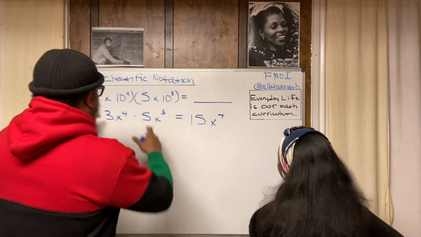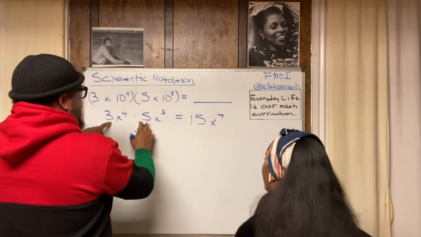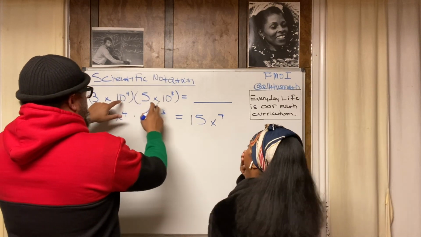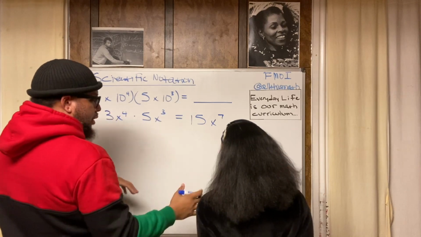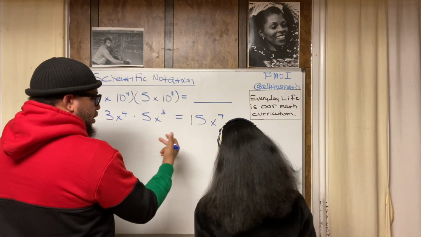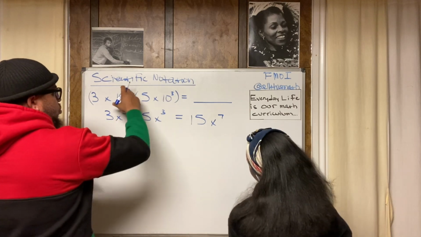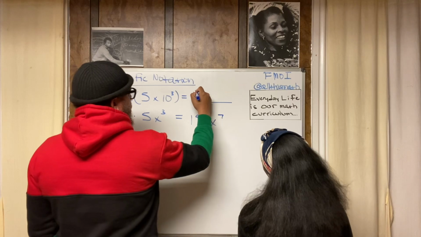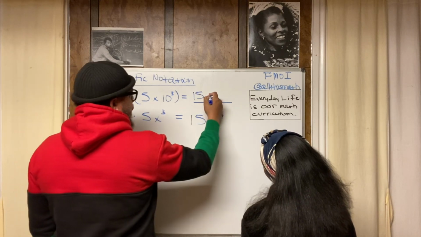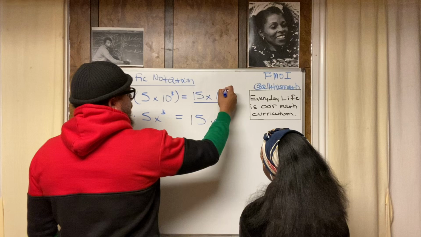So think of this problem the same way. The 3 and the 5 are like coefficients. The 10s are like x's. You see the parallel? Look at the board. The 10s are like x's, and then you're going to do the 4 plus the 3. So that's going to be 15, you keep your multiplication sign, and then there's going to be 10 to the 7th power.